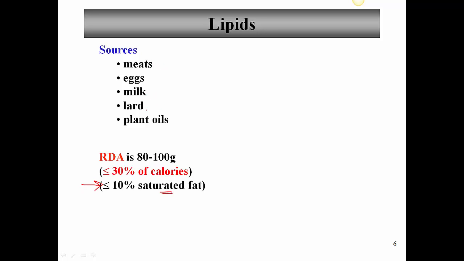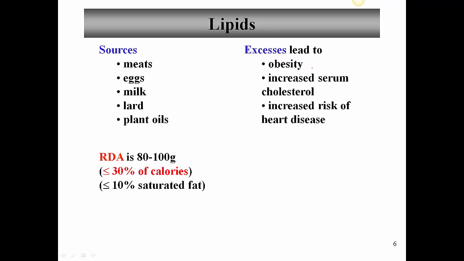As I said, things like meats, milk, butter, and lard have a higher proportion of saturated fat, so we have to limit our intake of those. Excesses of lipids, as you probably know, can lead to obesity directly, by the triglycerides that we take in, the other fats being broken down and then resynthesized into lipids that are stored in adipose tissue. And very importantly, excesses of lipids, especially saturated fatty acids, can increase serum cholesterol, and this goes hand in hand. This can increase the risk of heart disease.